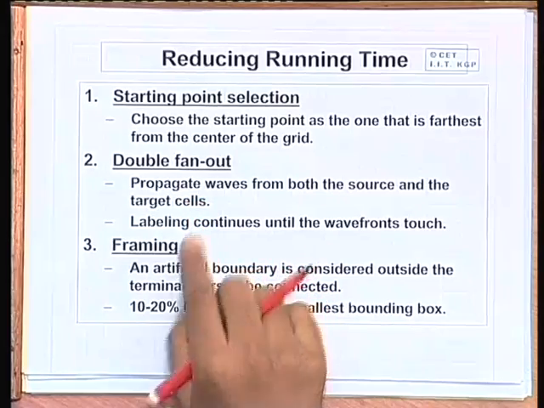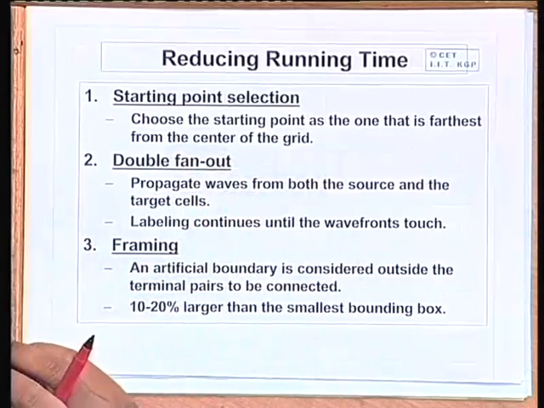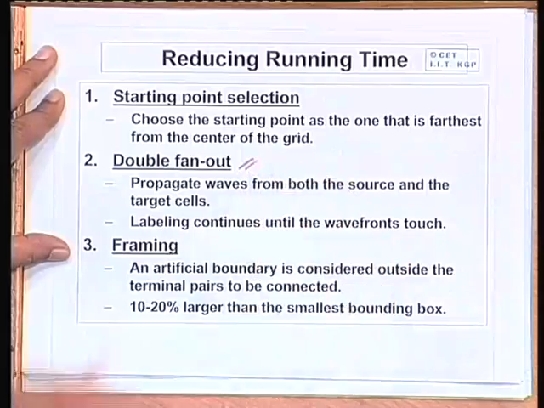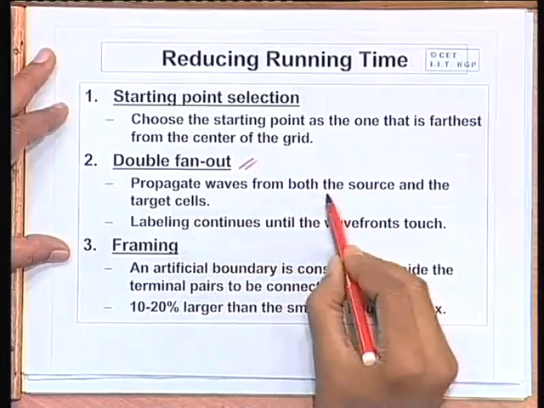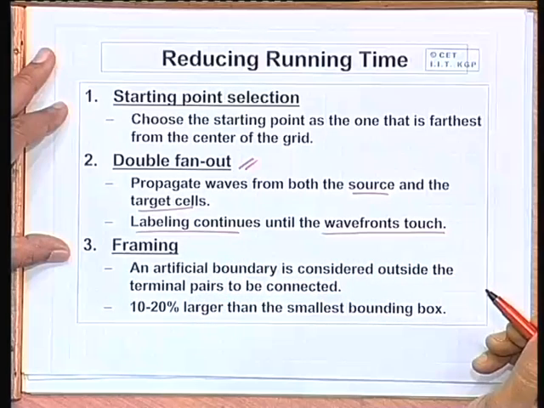The second one says, from the source, as you go on expanding, the number of cells you need to handle becomes larger and larger. So, as the second heuristic, why do not you propagate waves from both directions? Start from source and target both, and as soon as the two wavefronts touch, you stop, and from that touching point you backtrace in two directions. This is double fan out. Propagate waves from both the source and the target cell, and labeling will continue until the wavefronts touch.